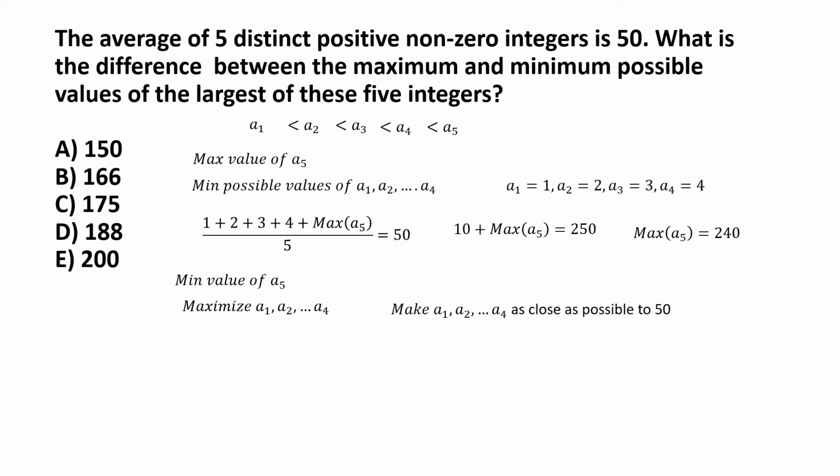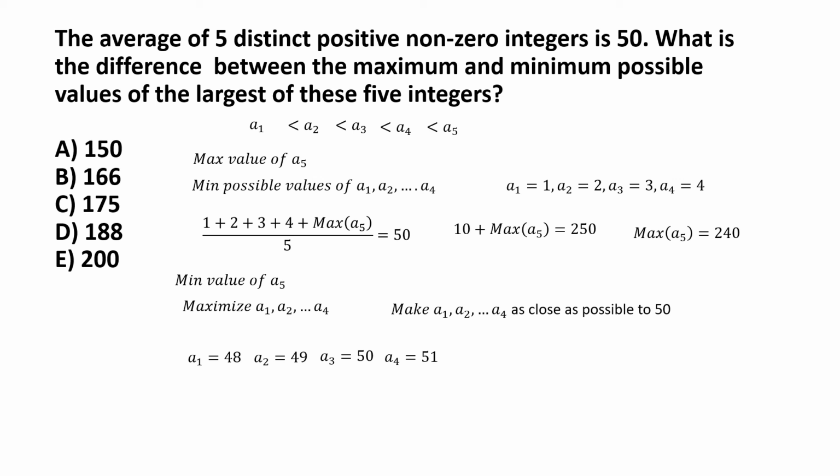Remember, this is still the ordered representation of those integers. So we still have this ascending order a1 through a5, and here we are trying to maximize what values a1 through a4 can possibly take. And the only way to do that is to make them as close as possible to 50. So if we take the center value a3 as 50, then you can start stepping down from there. So a2 becomes 49, a1 becomes 48. And on the other side, we have a4 equal to 51.